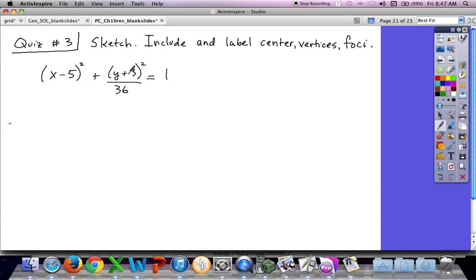5, -3, right? So the center, (h, k), equals (5, -3). 1, 2, 3, 4, 5, 1, 2, 3. So right about there. Okay, is it vertical or horizontal?